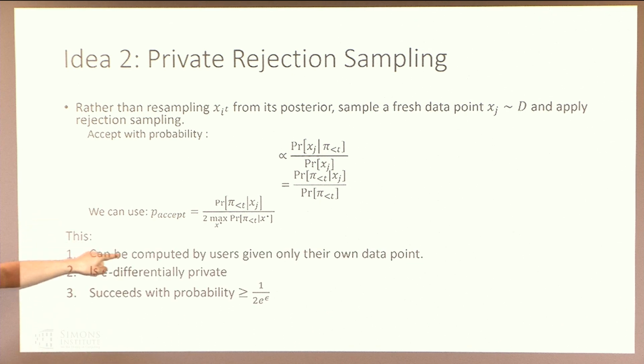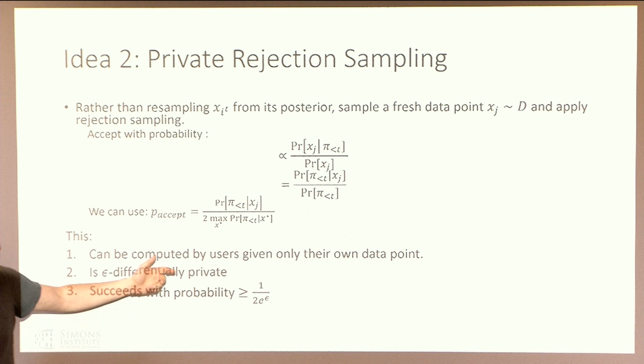So this is nice. The users can do the rejection sampling with only information they have on hand, the transcript and their own data point. It's epsilon differentially private to perform this sampling, because the fact that the transcript was epsilon differentially private allows us to bound the ratio of the prior to the posterior.